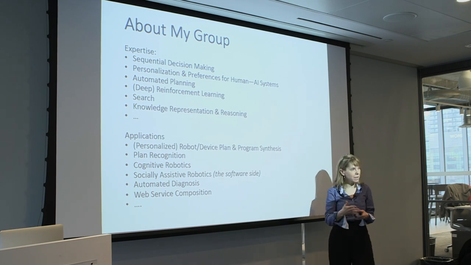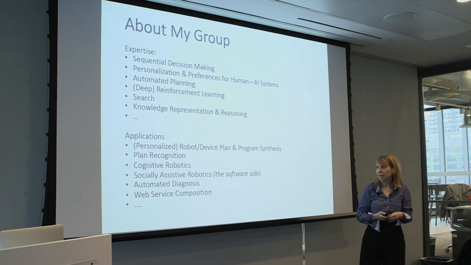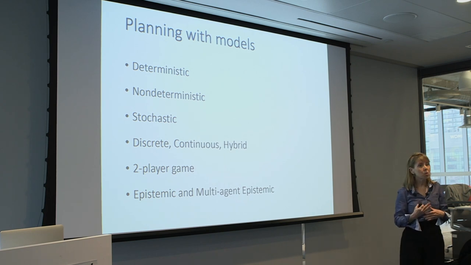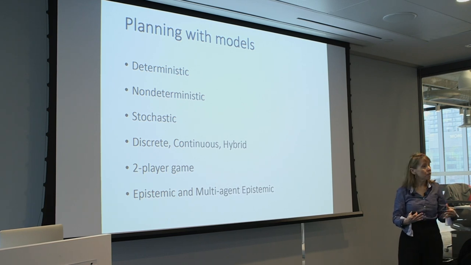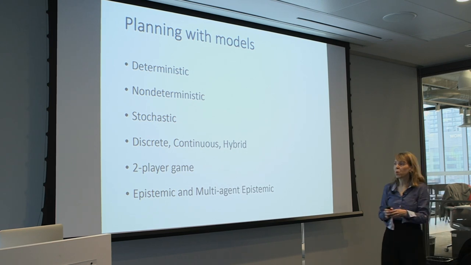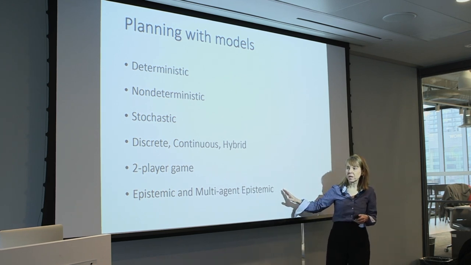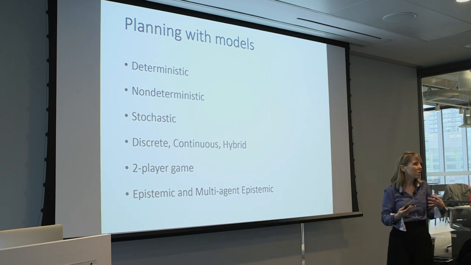And I've worked at various places. I was at Stanford and at Xerox PARC, so I did work with NASA and various other companies associated with that work. A lot of the work that we've historically done in sequential decision making has been using models. Using transition systems that were either deterministic, non-deterministic, stochastic, that had discrete or continuous behavior, or often hybrid behavior, combinations of discrete and continuous behavior. We've done work on two-player game models for program synthesis. And we've also done a lot of really interesting work on epistemic and multi-agent epistemic planning. So sort of almost like theory of mind planning.